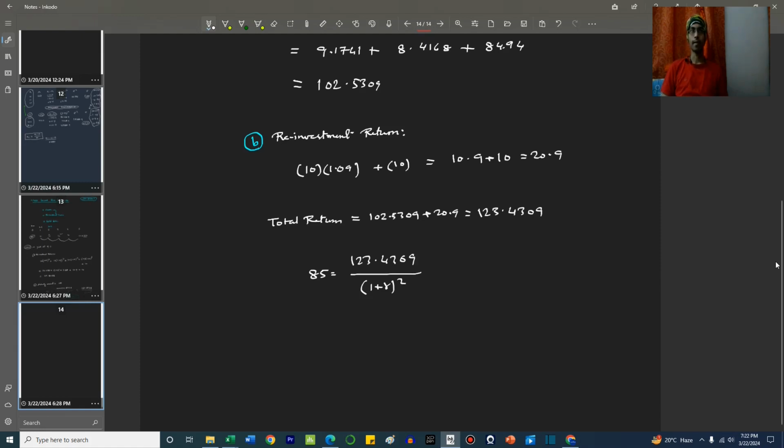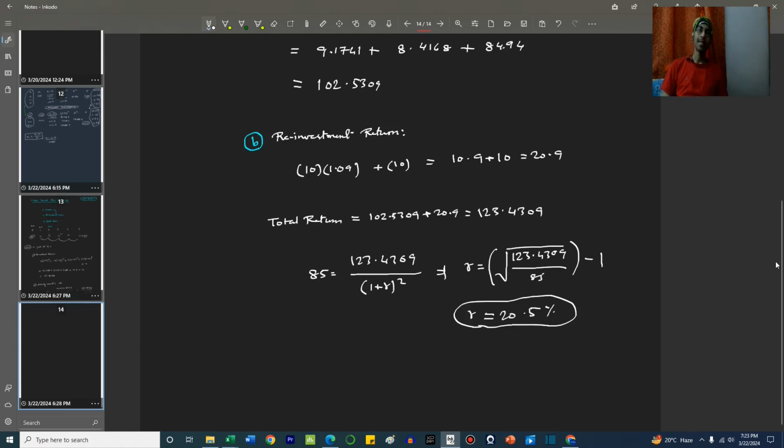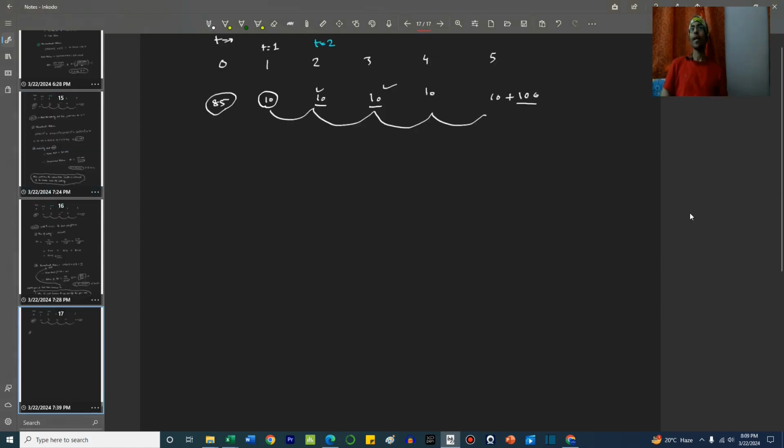This implies r is equal to the square root of 123.4309 divided by 85, minus 1. So this comes to be 20.5%. So in the previous case the return was 13 point something, here the return is 20.5%. Okay. Now we will look at case 5.